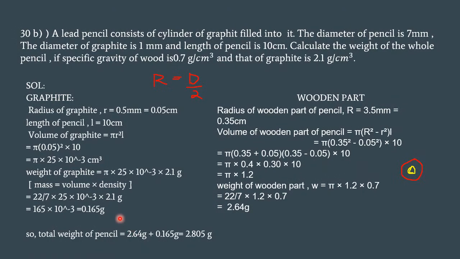Now they are asking the weight of the whole pencil. Weight of whole pencil will be weight of graphite plus weight of wooden part. Weight of wooden part will be the same, volume into specific gravity. Volume is pi into 1.2 into 0.7. So pi is 22 by 7 into 1.2 into 0.7. You will get 2.64 grams. Now add these both. So 2.64 plus 0.165 will be 2.805 grams. Total weight of pencil is 2.805 grams.